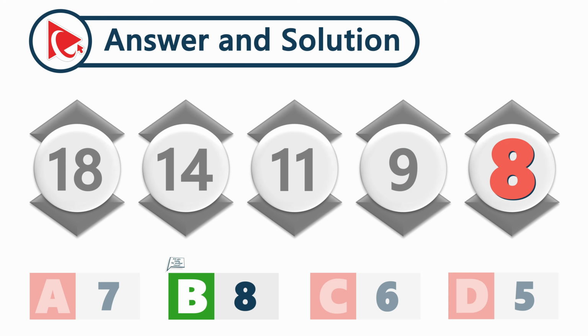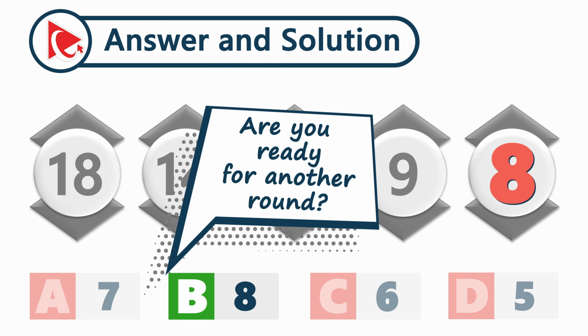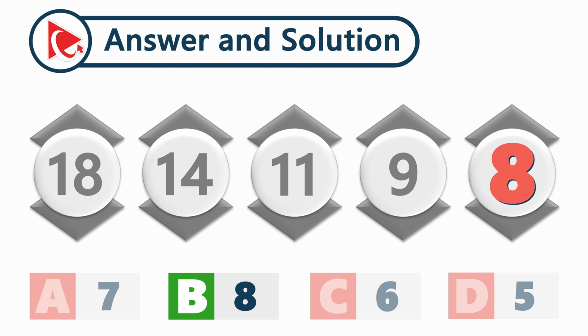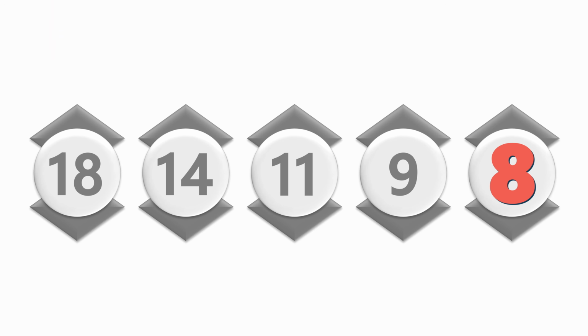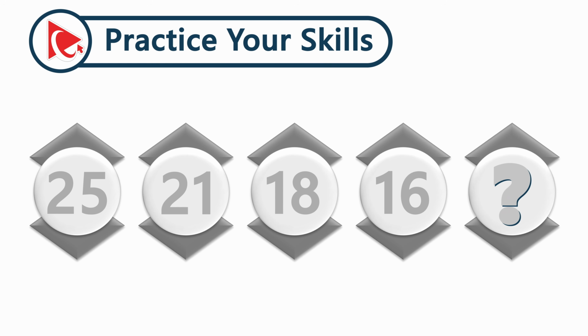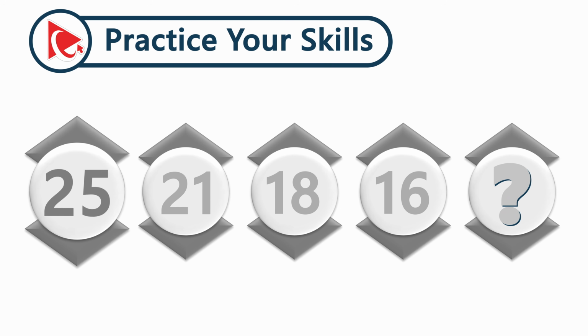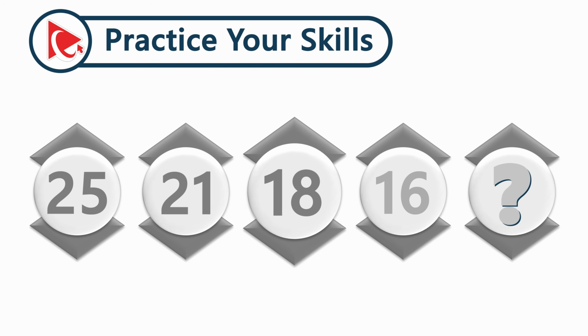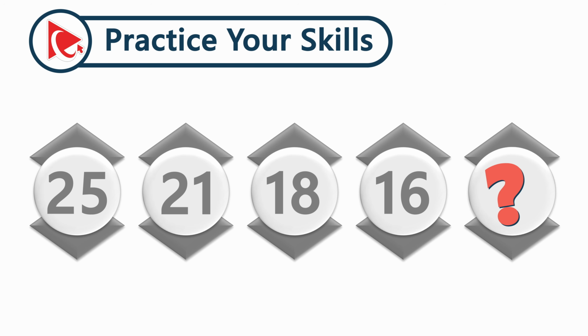But wait, are you ready for another round? Now, as you know how to tackle these types of challenges, let's keep the momentum going. Try this question to see how you would do. You're presented with extremely cool looking shapes, which have a sequence of numbers 25, 21, 18, 16, and then comes the missing number, which you need to calculate and select your answer out of 4 possible choices.